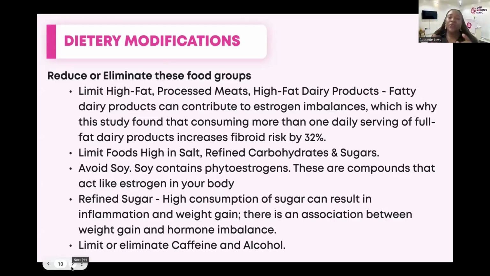We also talk about avoiding refined sugar. I know some people live by bread and all of that, but if you like bread, you can start introducing high fiber wheat bread and all of those things. Avoid soy. Why are we talking about soy?